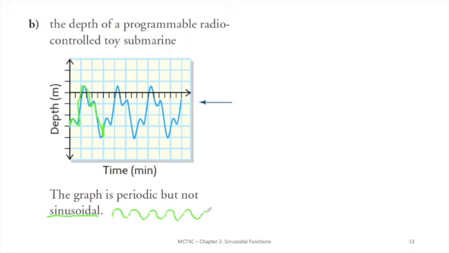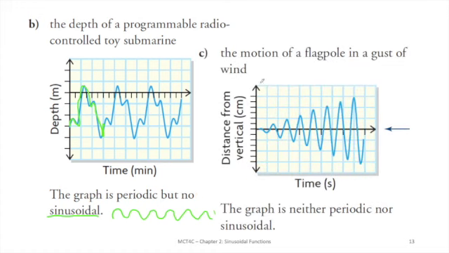It cannot be like that. It has to be identical to this. It can't have all these little jolts and everything, okay? The motion of a flagpole is in a gust of wind.